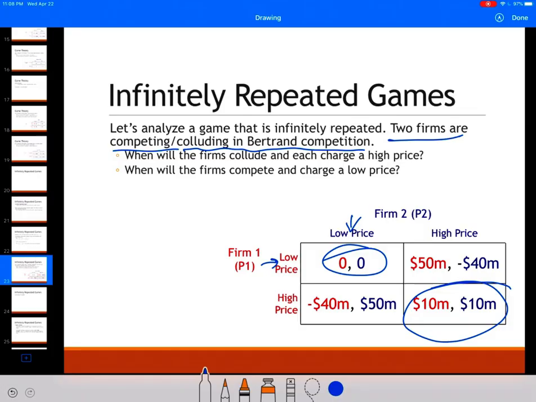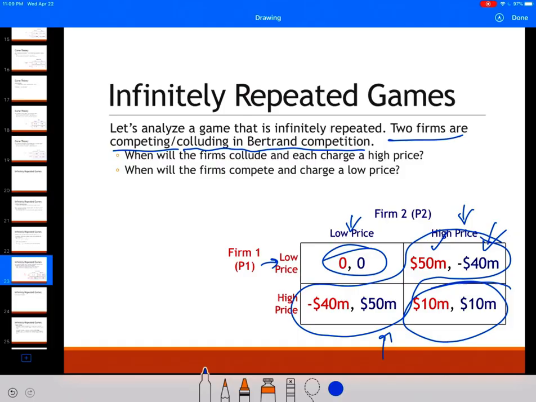And that's what these diagonal boxes show us: whoever cheats on the collusive agreement. So if firm 2 charges a high price and firm 1 charges a low price and steals the market from him, firm 1 gets all the money, and firm 2 has a bunch of losses because they lose their standing in the market. And again, the opposite is the case if firm 1 does the high price and then firm 2 ends up going in and stealing the market.